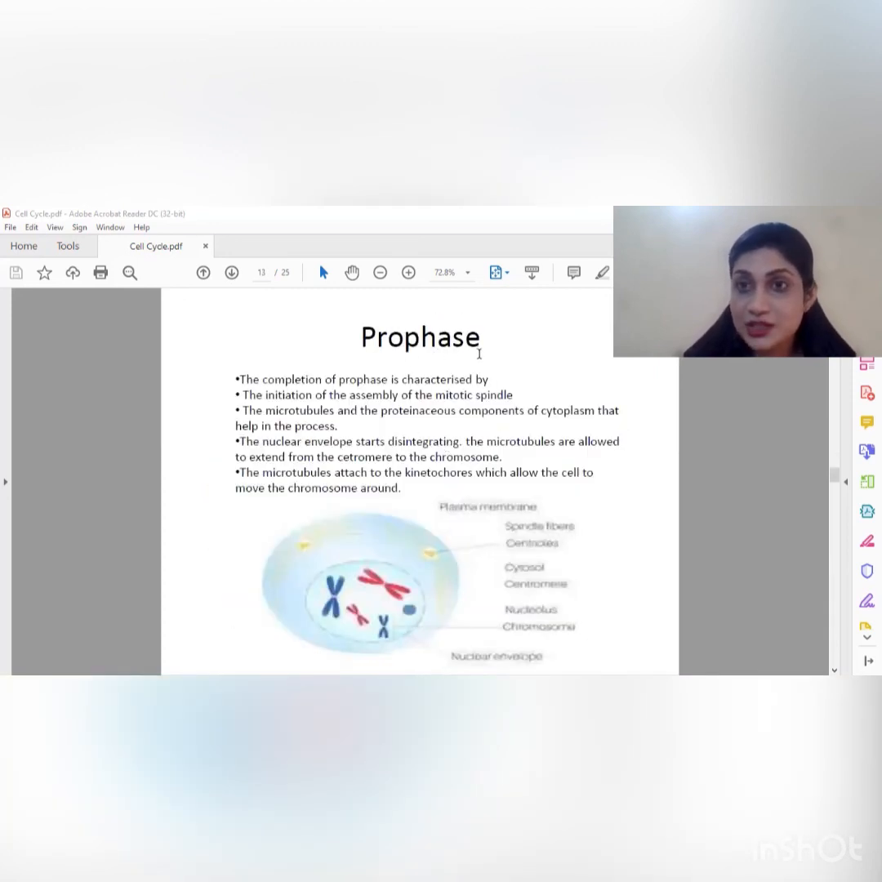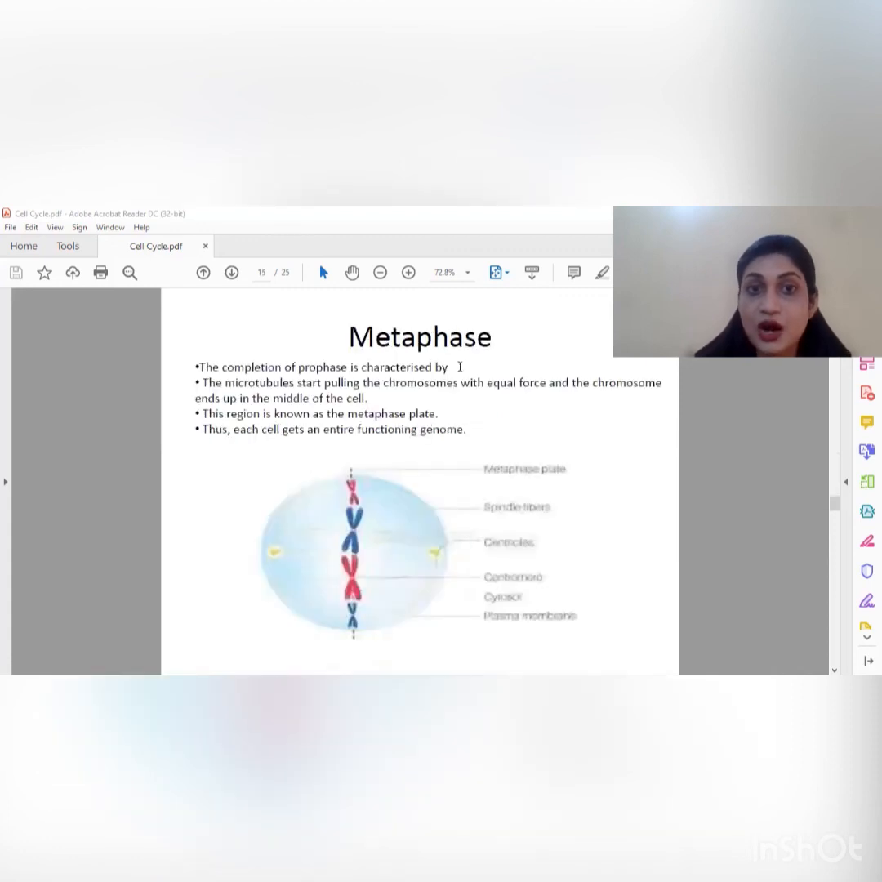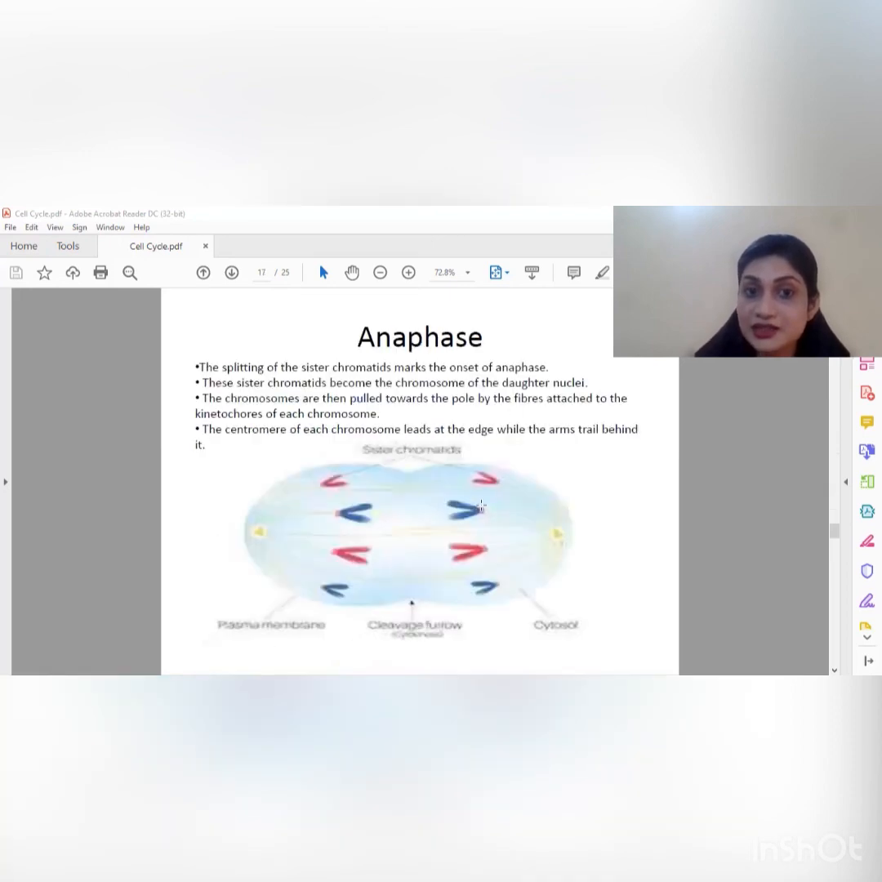Then we did prophase. Prophase main characteristic is disintegration of the nuclear envelope, condensation of the chromosomes. Okay. And the centrioles move to opposite poles. Now we come to metaphase. In metaphase, the chromosomes line up on the equatorial plane. Anaphase, the chromosomes move to the opposite poles. Okay. And the chromosomes also divide.